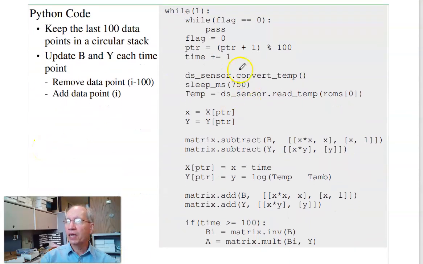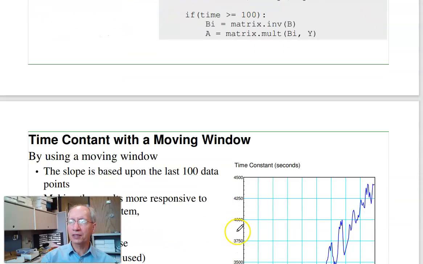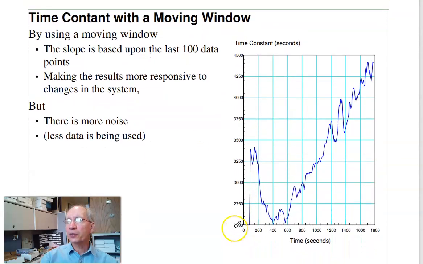So in terms of coding, I will remember the last 100 data points. There's my pointer, mod 100, so I'm using a circular stack. Update the data. I will just subtract the previous data point, then add in the current data point. If I'm past the 100th sample, then recalculate the data points, recalculate the constants, and then the thermal time constant is -1 over a. So if I do that and calculate the thermal time constants for the first 100 data points, there's no reading. I need to fill up the buffer first. I then get this data.